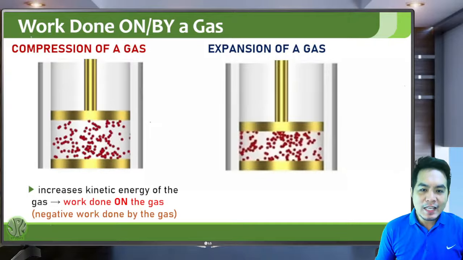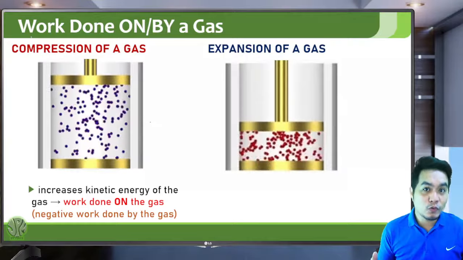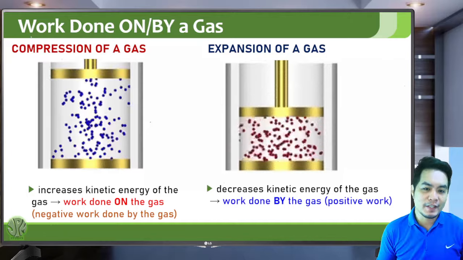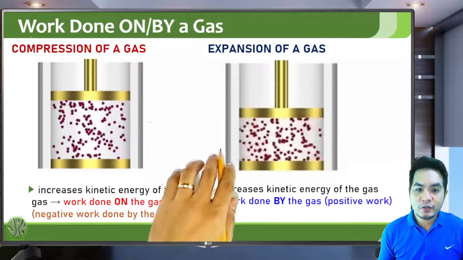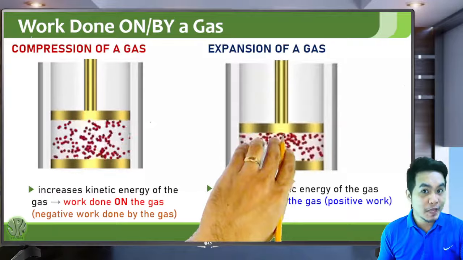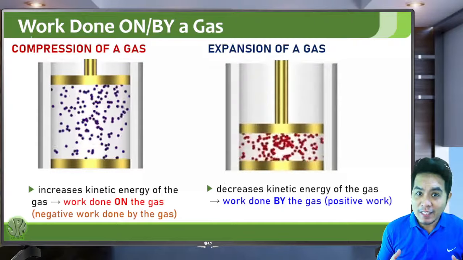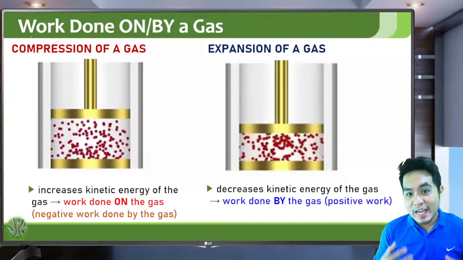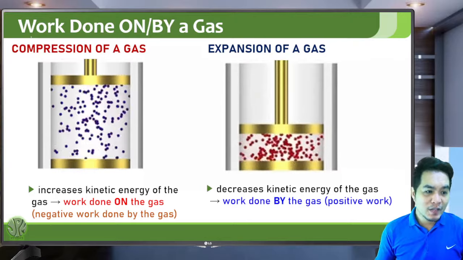When the gas expands, on the other hand, it's now the one doing work, and because of that, its work now has a positive sign. It transfers its energy into the piston so that the piston will be displaced. There will be a change in position of the piston. Since the gas is transferring energy, it's doing work. Again, doing work means transferring energy. If the gas is doing work on the piston, then the kinetic energy of the gas will decrease.